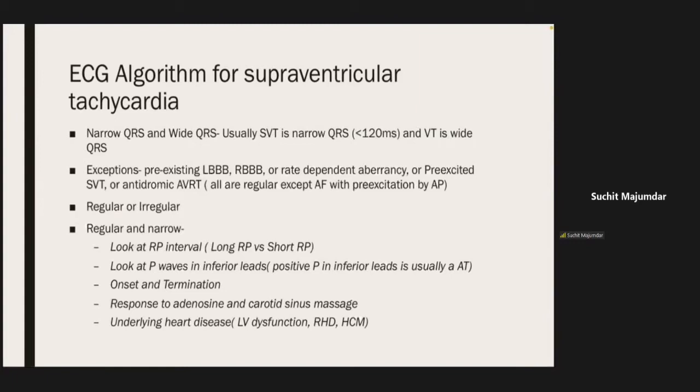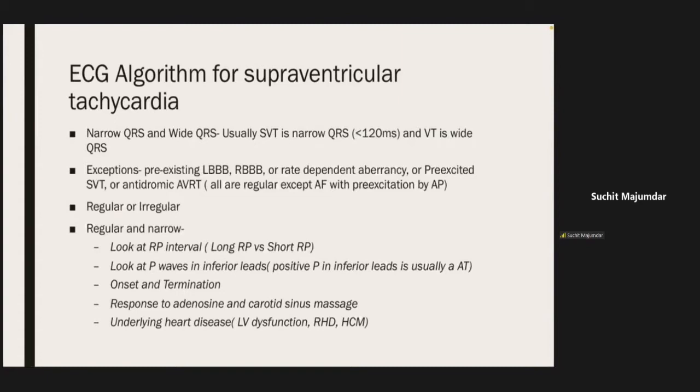If it is regular and narrow, then you have to look at the RP interval, meaning the distance between the R and P. Whether it is a long RP tachycardia or short RP tachycardia. Where does the P wave fall on the RR interval? Does it fall before the midway of the RR interval? Then it is a short RP, and when it falls after the midway of the RR interval, it's a long RP. Now we have to look at the P wave in the inferior leads. If you find a positive P wave in the inferior leads, it is most likely an atrial tachycardia, because AVNRT and AVRT will have a negative P wave in the inferior leads.